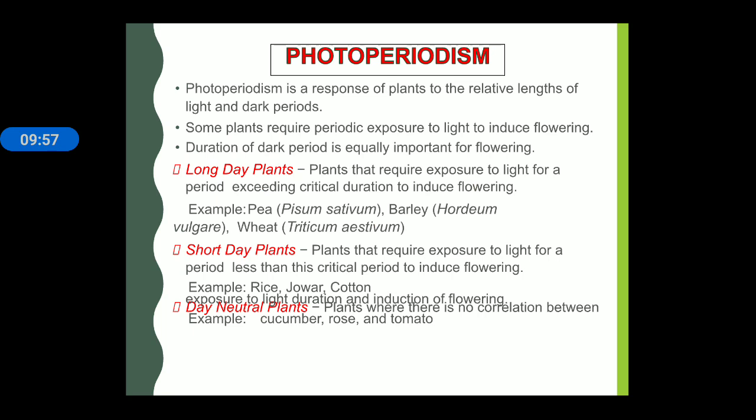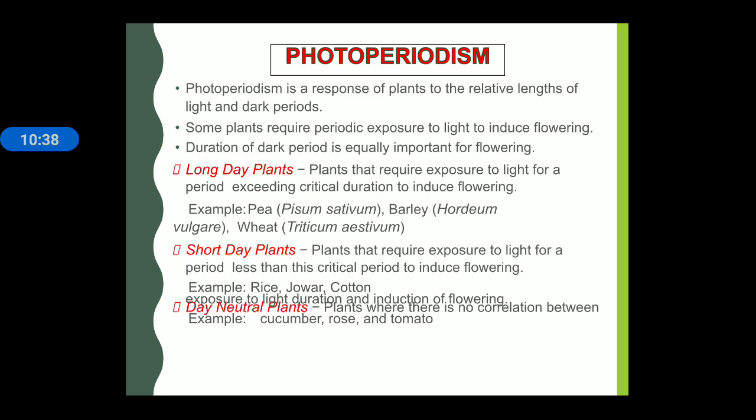Next is photoperiodism. We can split this into two words. Photo means light, periodism means duration. So different plants respond differently according to the relative length of light and dark period. So photoperiodism is the response of plants to the relative length of light and dark period. Meaning some plants will show flowering in a longer dark period, or some plants show flowering in a longer light period.